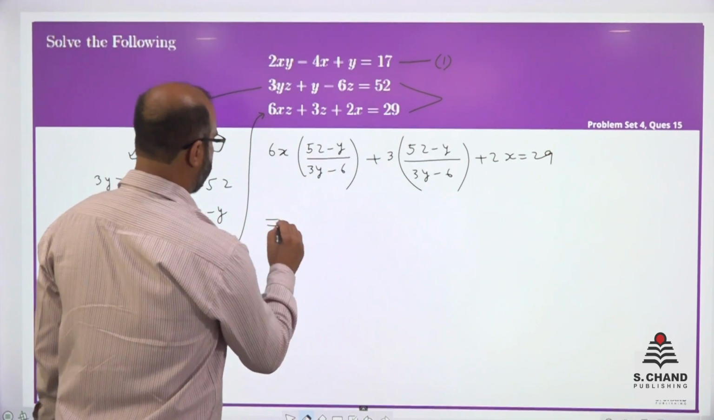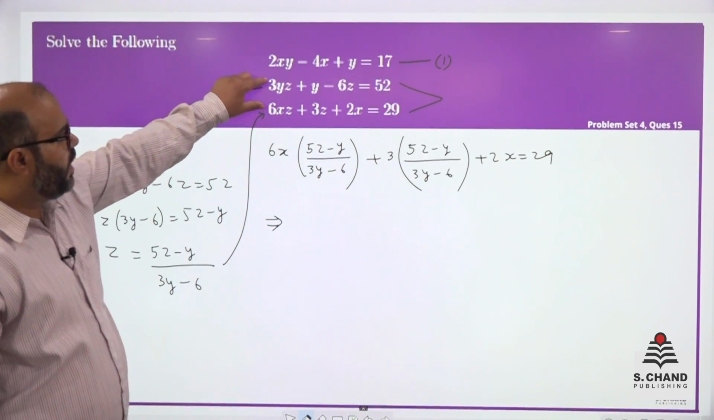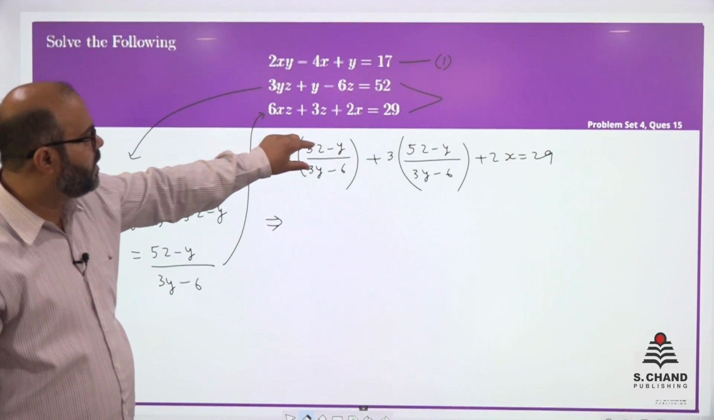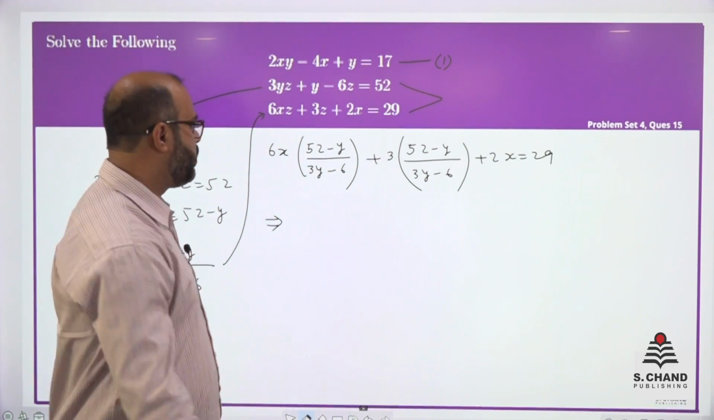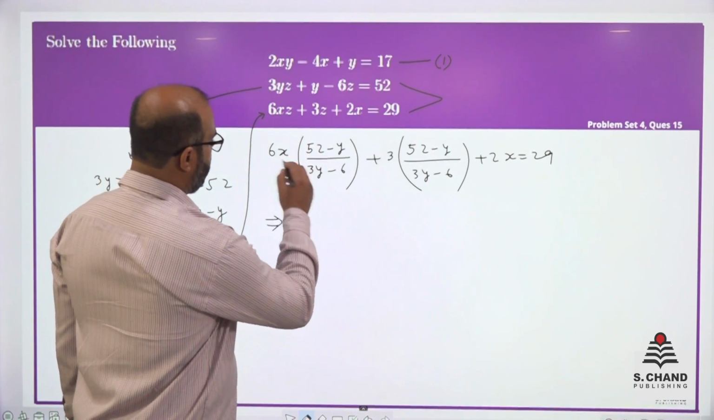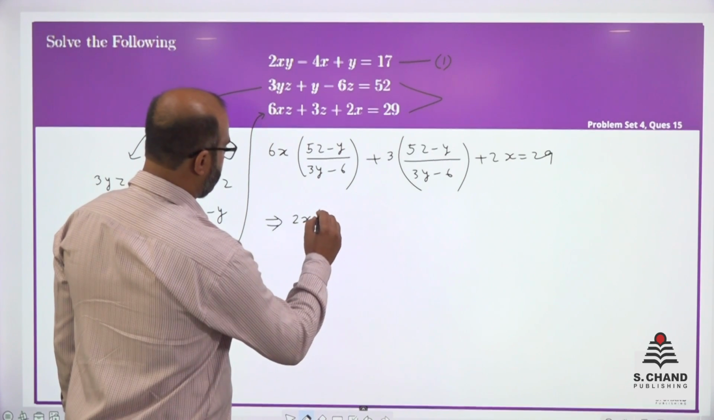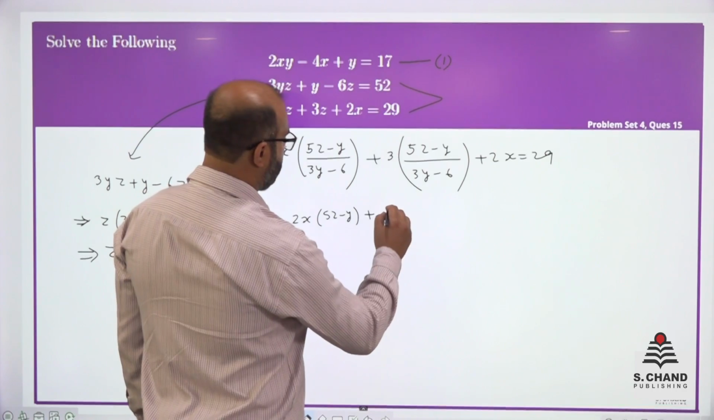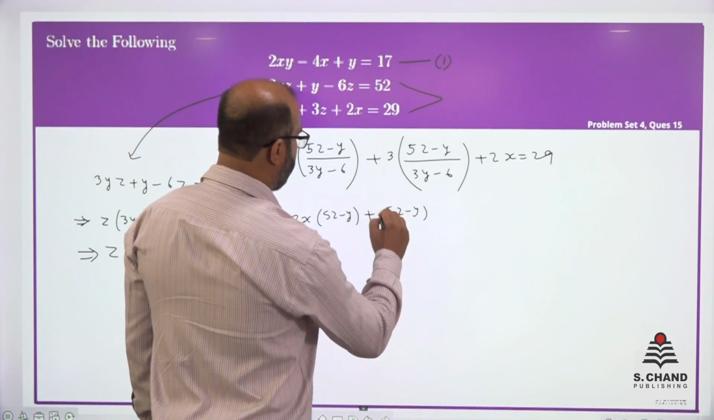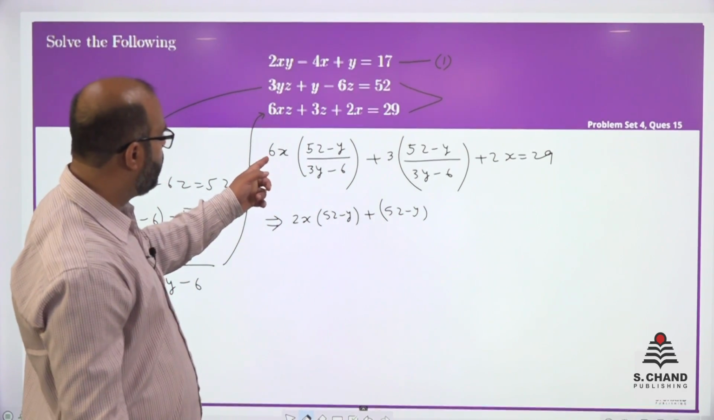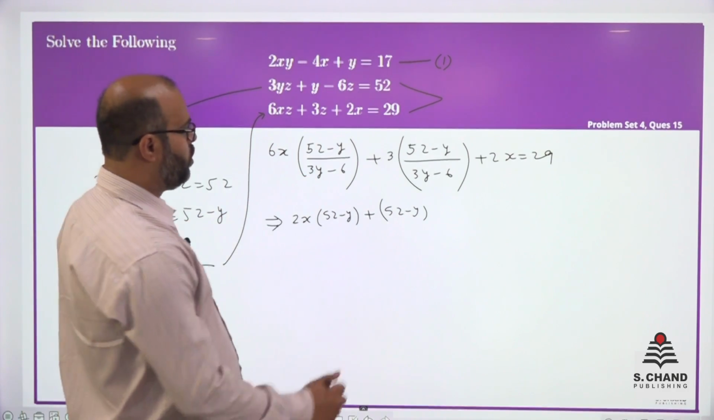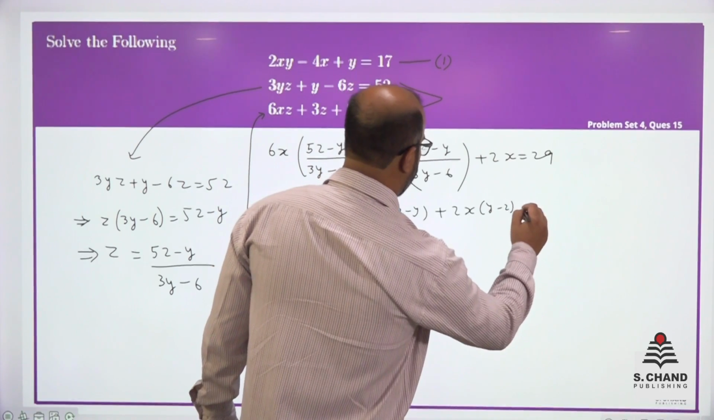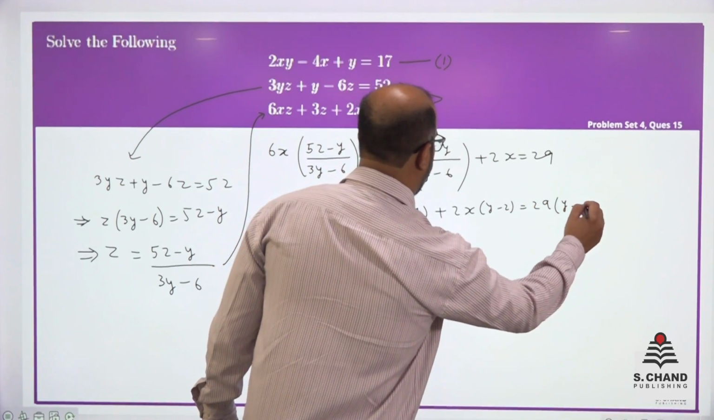Now, let us simplify this. So, what have we done? We have eliminated z from this second and third equation, and after that this is an equation in x and y. Now, simplify this. So, 3 2 times is 6, this will be 2x into 52 minus y. Here also 3 will cancel, this will be 52 minus y upon y minus 2. Here also it will be y minus 2, and on taking LCM this will become 2x into y minus 2 is equal to 29 into y minus 2.